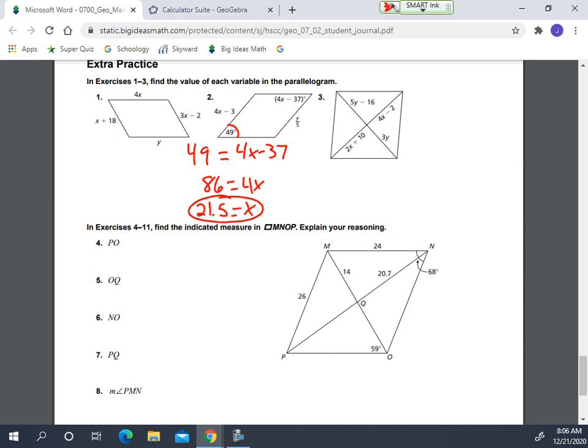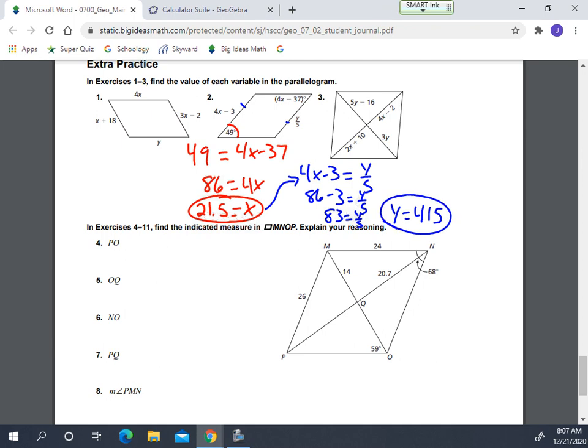Okay? Good? Well, we know that this side and this side is congruent, so if we said 4x minus 3 is equal to y over 5, we know that x is 21.5. We know that this is 86 minus 3. 83 is equal to y over 5 multiplied by 5. 83 times 5, we get y is equal to 415. Perfect.